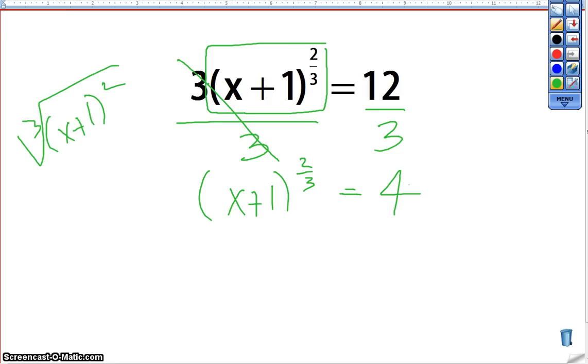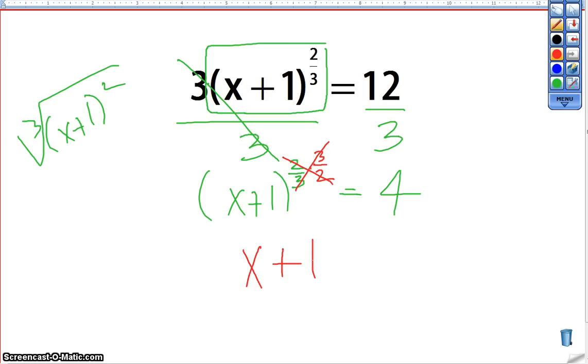Now, remember, a power to a power, you multiply. What you want to happen is you want this to be gone, so that you can very easily box road and solve that. Well, to get rid of a 2/3 power, I have to raise it to the 3/2 power, because what's going to happen is the 2's cancel and the 3's cancel, leaving me with just my x plus 1, which is what I want.